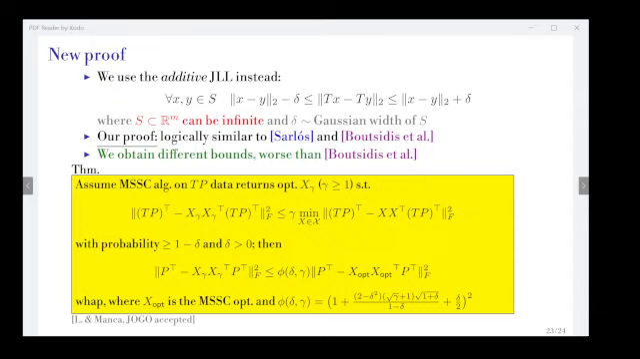Anyway, we provided a new proof where we use the additive JLL instead. You can see that instead of having 1 minus epsilon and then 1 plus epsilon as in the JLL, we have minus delta and plus delta here. So it's an additive version. Its advantage is that it works with infinite sets S, okay? So now we can actually retrace the steps of Sarlos's proof and Boutsidis's proof and get to the end in a convincing, correct way. We obtain different bounds that are worse than Boutsidis et al., but we managed to prove this theorem that I'll let you parse in your own time.